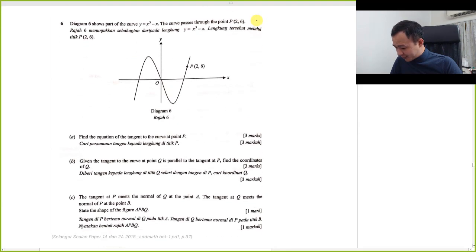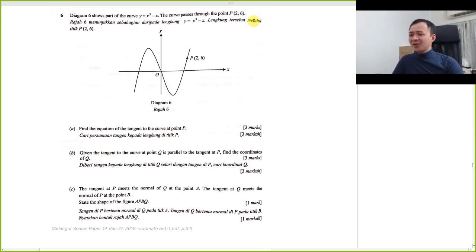Alright. Okay, number 6. This question is not really hard, but it's not really easy either if you do not know how to do this.